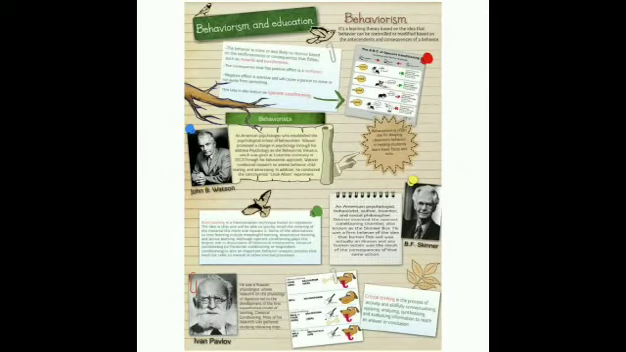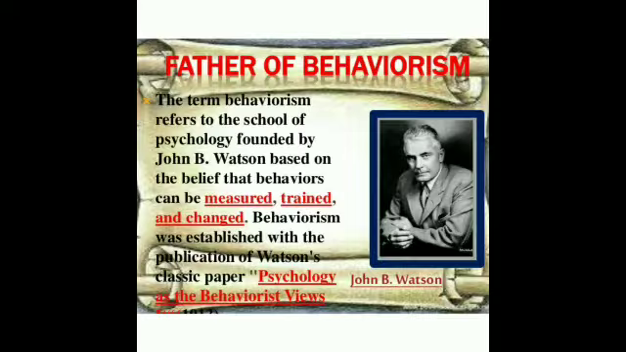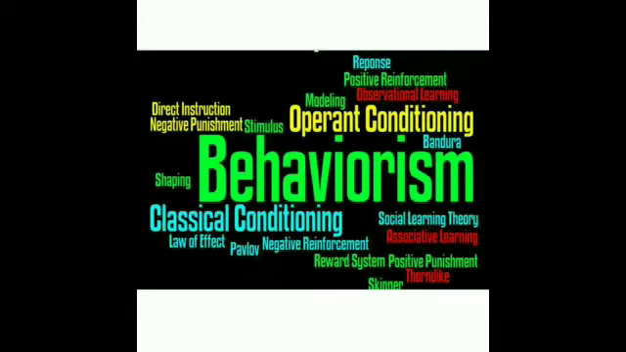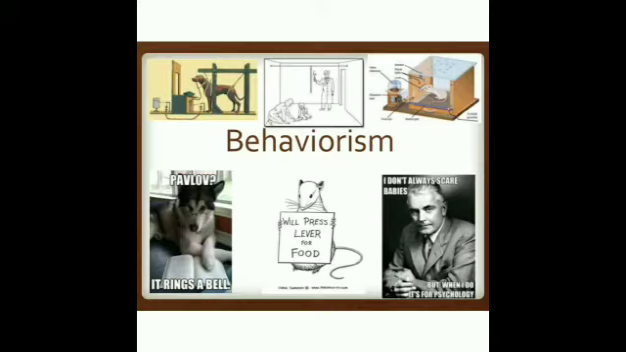Behaviorism. The term behaviorism was first coined in 1930. Behaviorism refers to the school of psychology founded by American psychologist John B. Watson based on the belief that behaviors can be measured, trained and changed. Behaviorism was established with the publication of Watson's classic paper, Psychology as the Behaviorist View It. He saw psychology as the study of people's actions with the ability to predict and control those actions. This idea became the behaviorist theory.